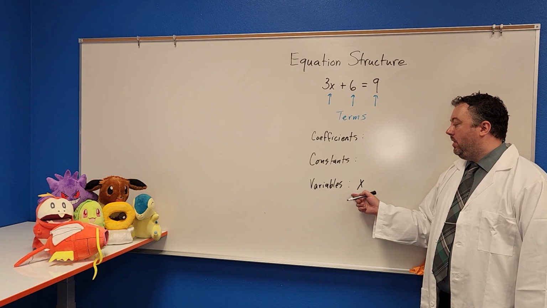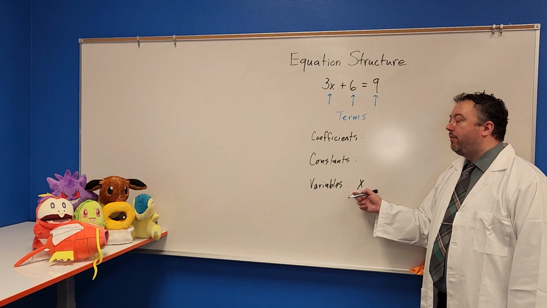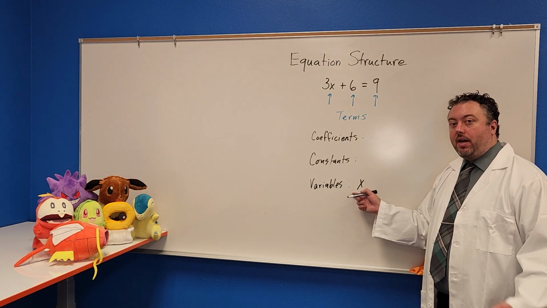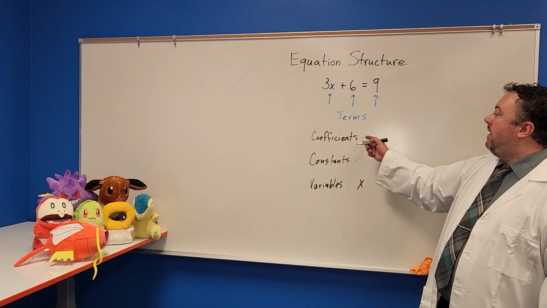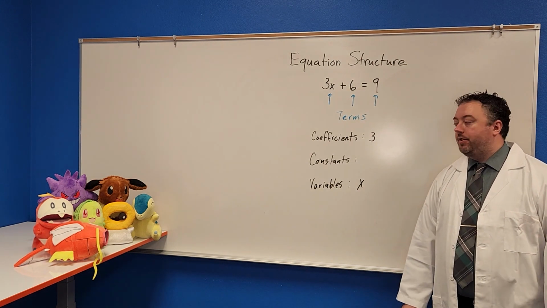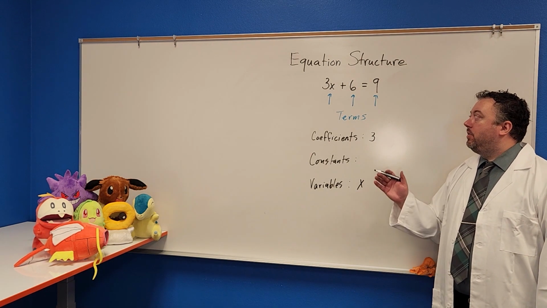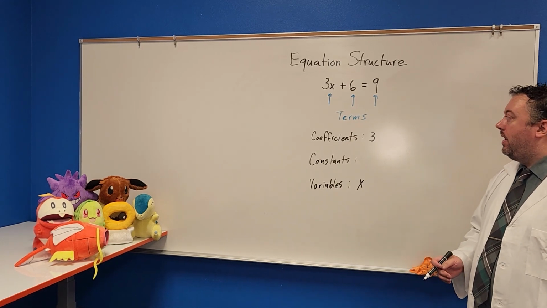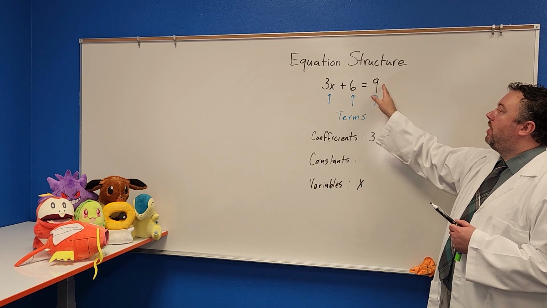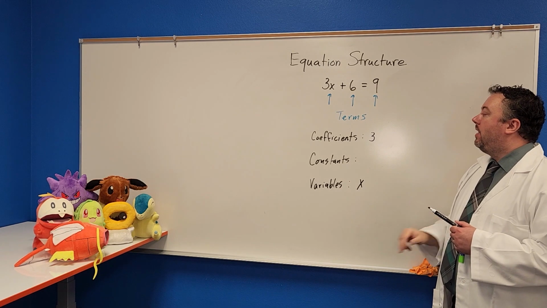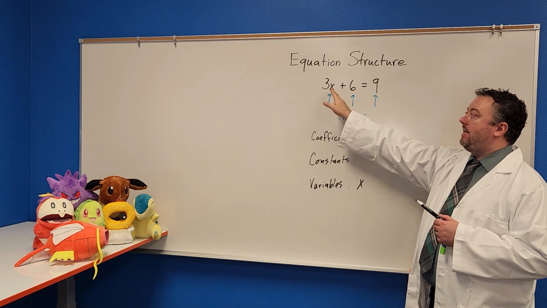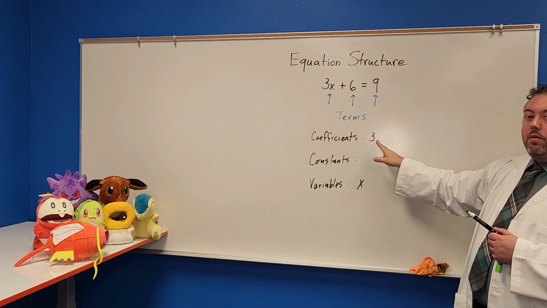Now, if that number is with the variable, in front of the variable, if it is being multiplied to the variable, then we call it a coefficient. So in this equation, 3 is your coefficient. If the numbers in these terms do not contain variables, then we call them constants. So in the first term, we have a 3x that does contain a variable. That's why the 3 was a coefficient.